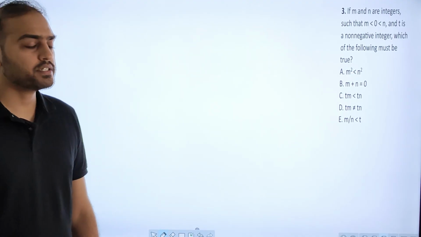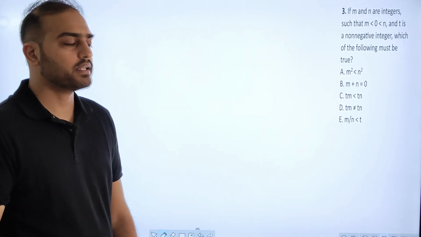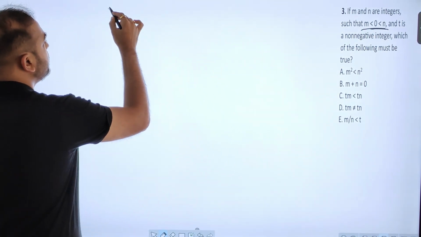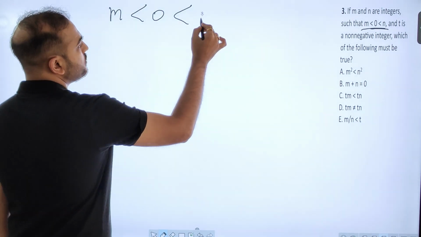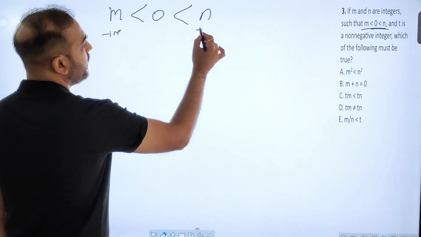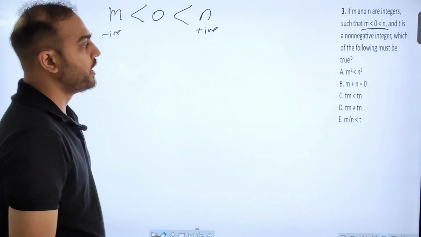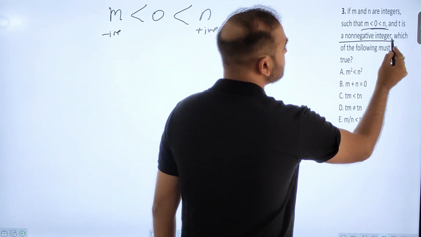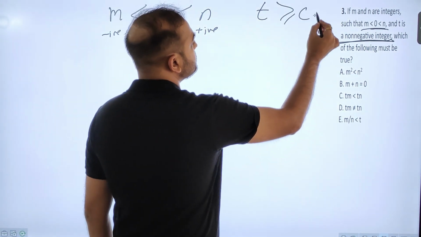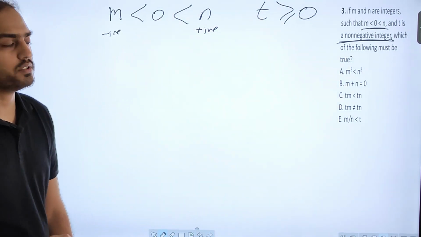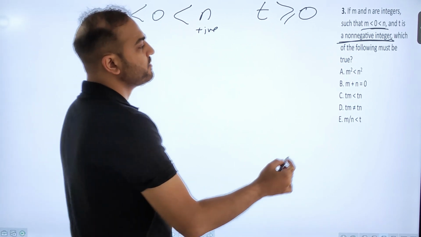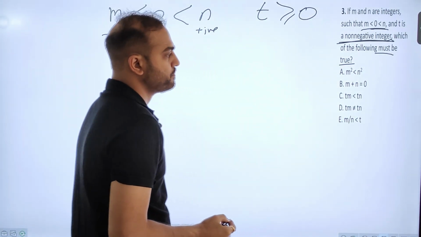Alright, again another question. Again, try not to plug in. Let's try to solve this theoretically. So we know m and n are integers, and m is less than 0 and n is greater than 0. That means m is negative, n is positive. At the same time, we know t is a non-negative integer. Non-negative integer means it's either 0 or positive. Now the question comes, which of the following must be true?